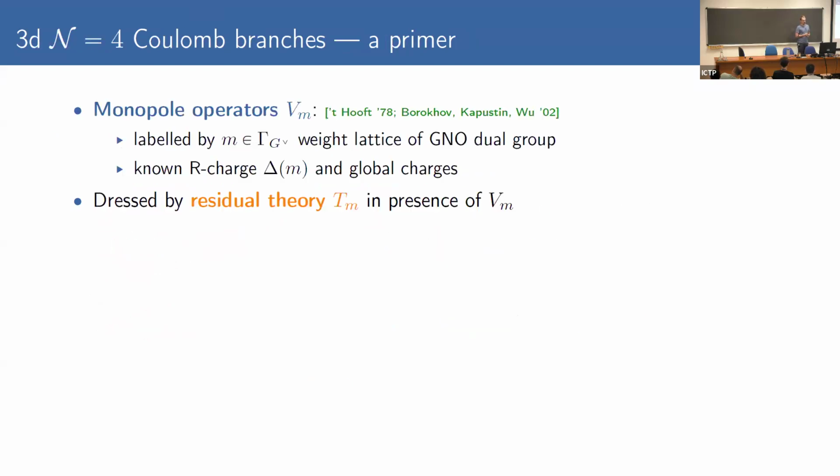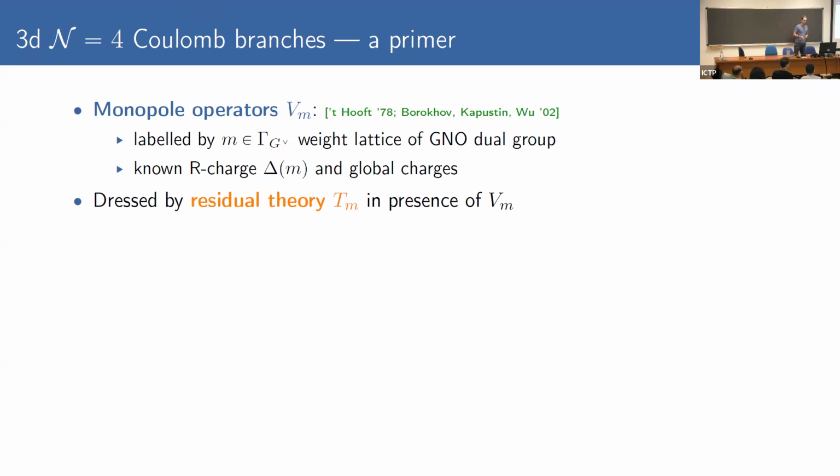What we also need to know a little bit is how this 3D N=4 Coulomb branch actually becomes a more useful way of constructing these symplectic singularities. The reason is that we need to use a different set of coordinates to describe it, and that's what's called the monopole operators. And here, the only thing that we really need to know is that we have a nice way of labeling them by the weight lattice of the dual group, and we know the R charges and the global symmetry charges. Once we know them, we are ready to do counting arguments.